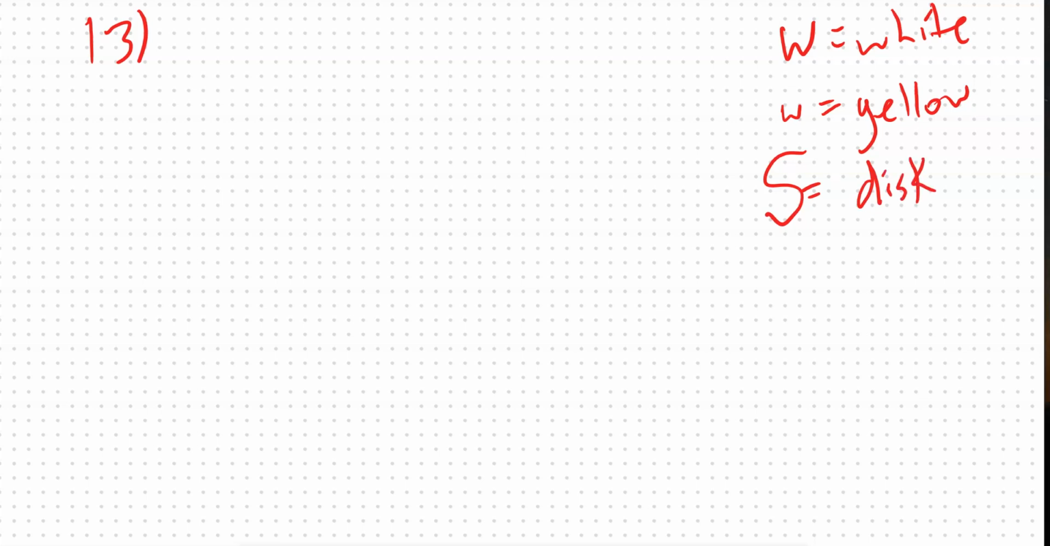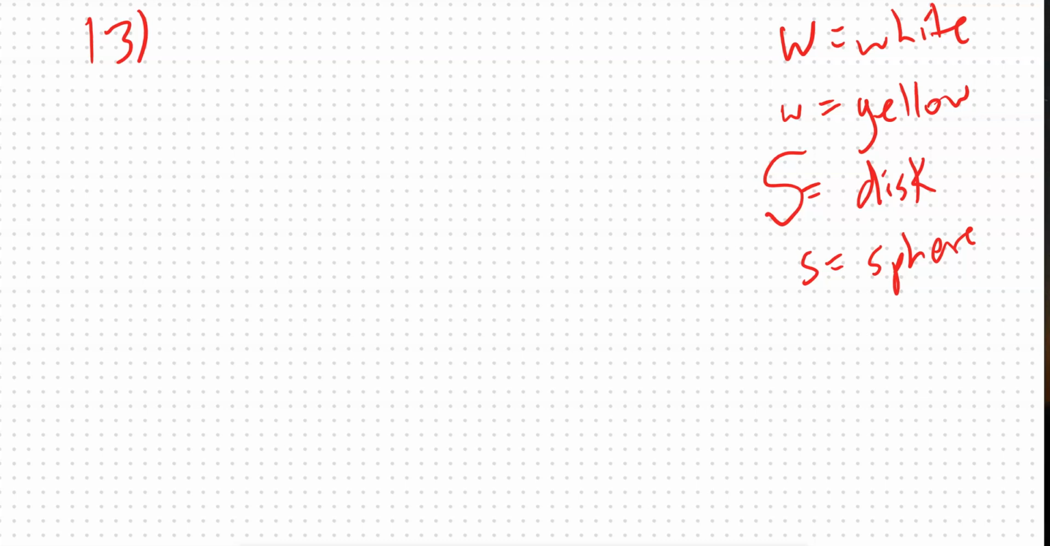So question 13. We have W is white, big W. Little w is yellow. Big S is disc. That's the shape. And little s is sphere. So it says summer squash, big W is dominant. That's white fruit. Yellow fruit is recessive, which is little w, which is what we read up there. Dominant allele, S produces disc-shaped fruit. Recessive allele, little s, produces sphere-shaped fruit.